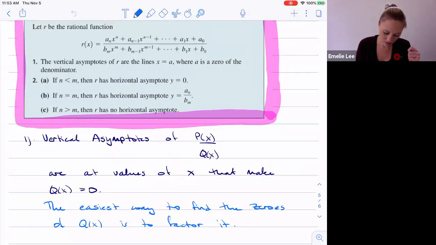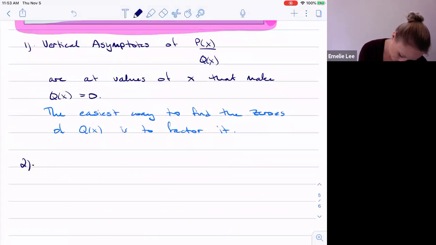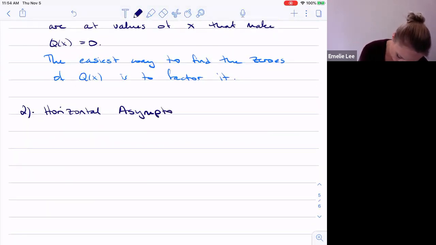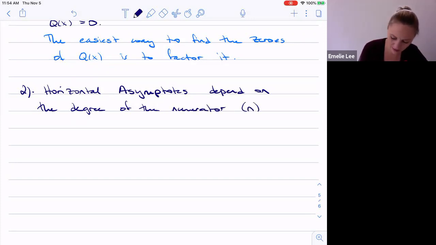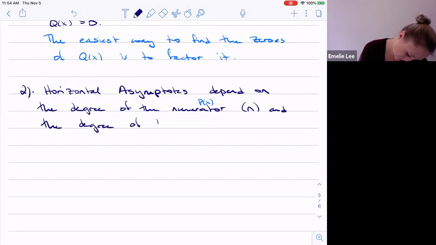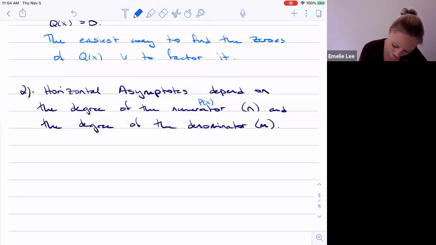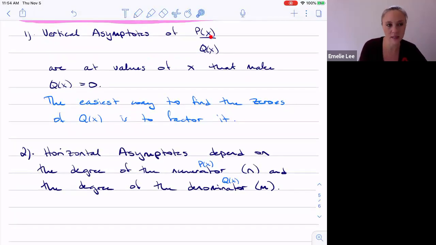Horizontal asymptotes, the second one, depend on the degree of the numerator, and we call that n. The numerator is p of x. And the degree of the denominator, which we'll call m. The denominator is, of course, q of x, as long as we've written it like this, p of x over q of x.